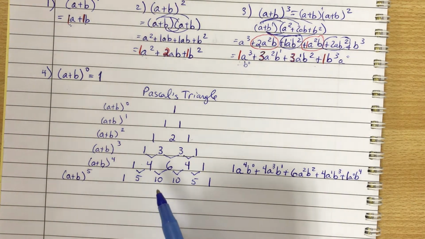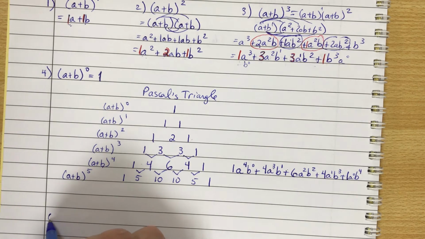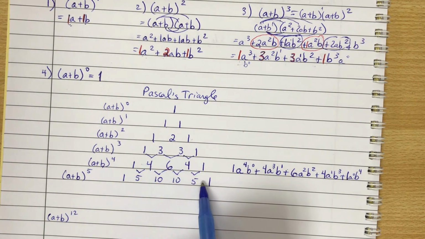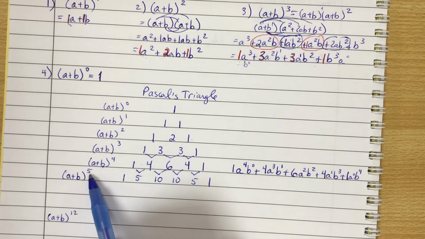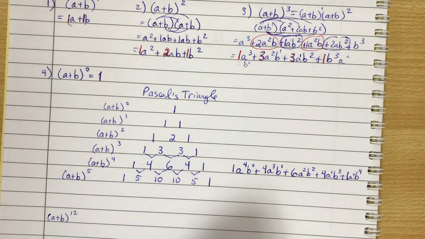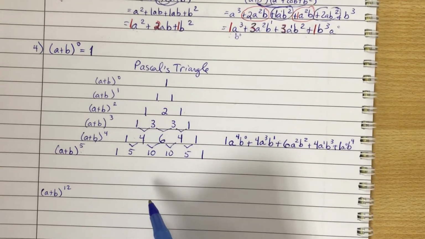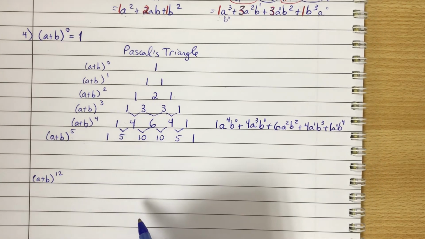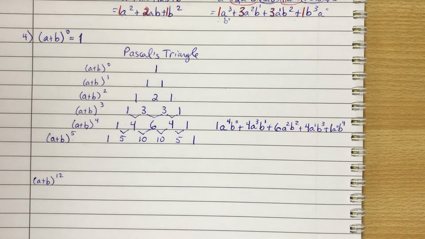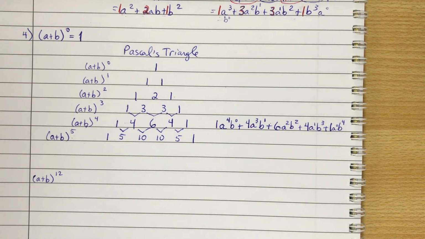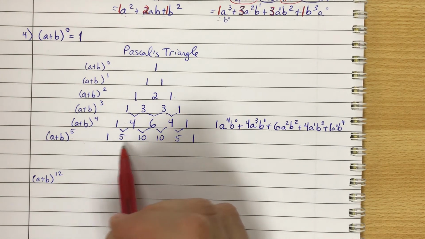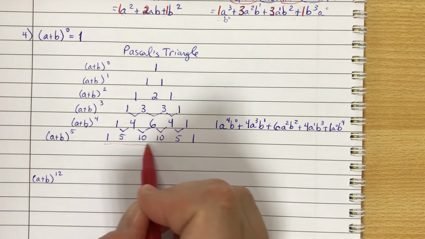The problem with this pattern is that if I asked you to do a plus b to the 12th, well, I mean, do you want to go out to 12 rows? We're up to 5. We're up to a plus b to the 5th. We'd have to go through this 7 more times, which, to be honest, is going to be a lot of work. So if we can find some patterns to this, that would be really nice. And there is some other patterns involved. These numbers, I'll take this row right here.